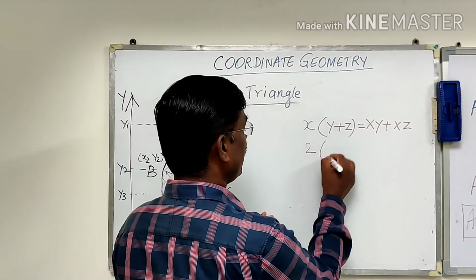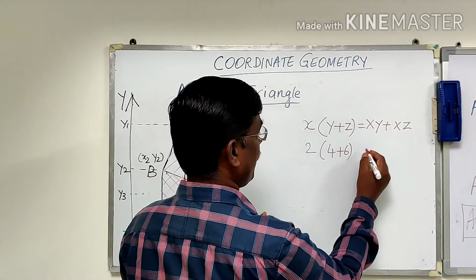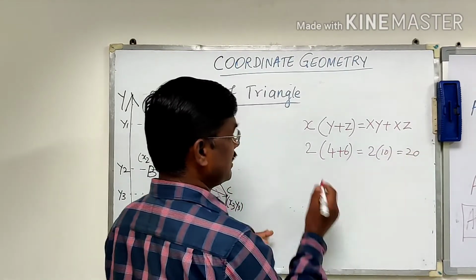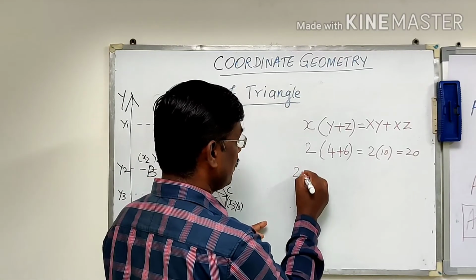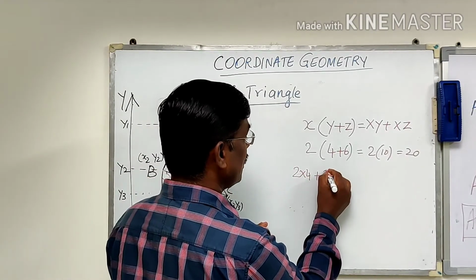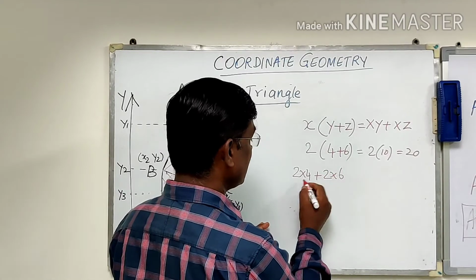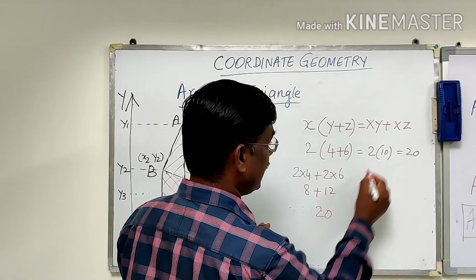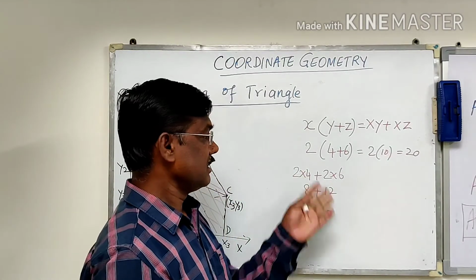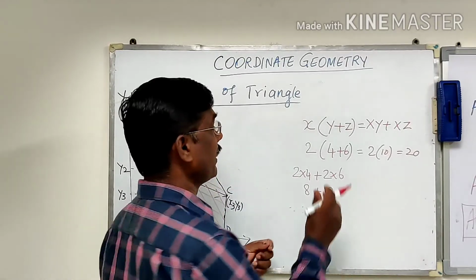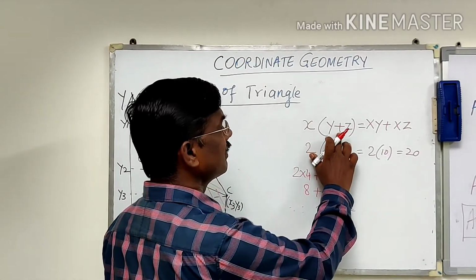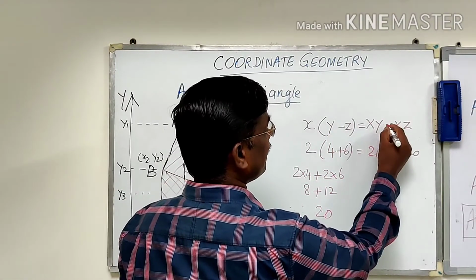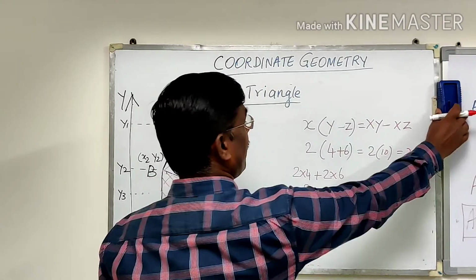Let us say 2 into (4 plus 6). What is that? 2 into 10, which is equal to 20. Similarly, using the distributive property, 2 into 4 plus 2 into 6, right? 8 plus 12. This is also 20 and this is also 20. This is a simple distributive property. Here it is plus. If it is minus, simply it will come here as minus. That's all, right?